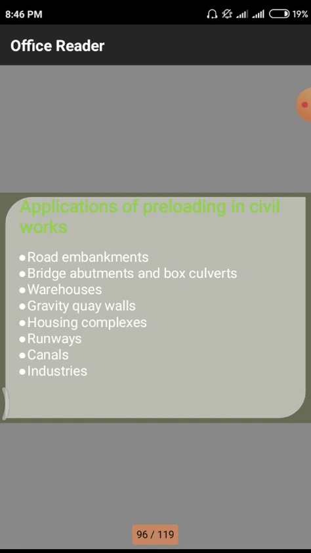Gravity quay walls are adopted in particular hilly regions. That means wherever roads are constructed along these hilly regions, there may be a chance of a huge amount of mass dropping down onto the particular tracks of the road. So to avoid that, we need to construct these gravity quay walls to counter those materials slidings.